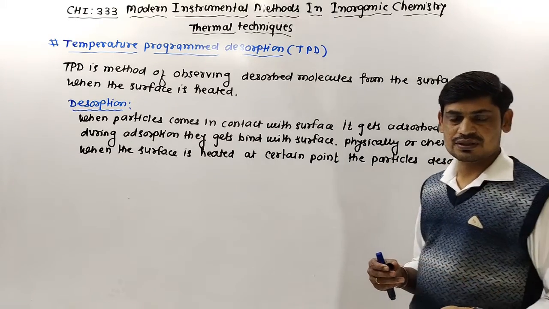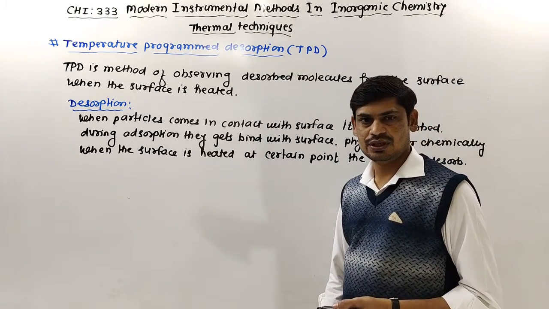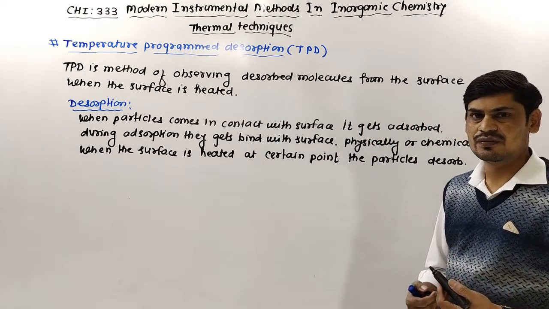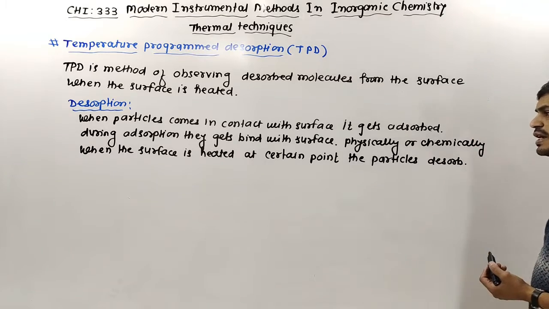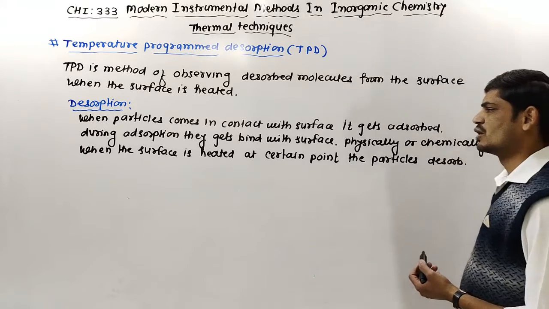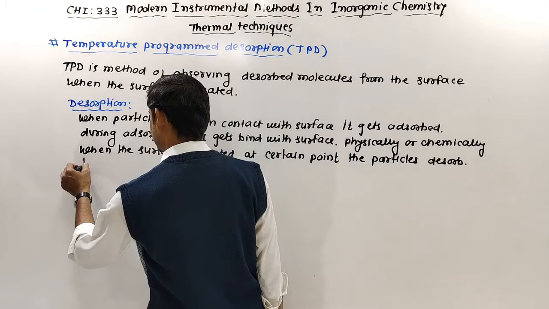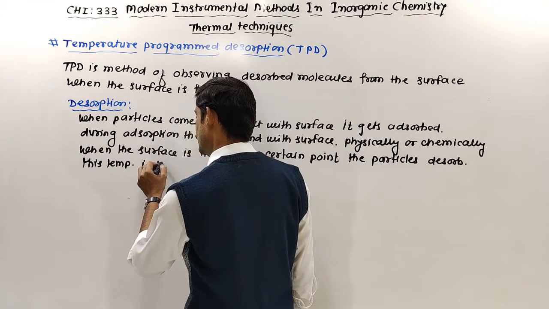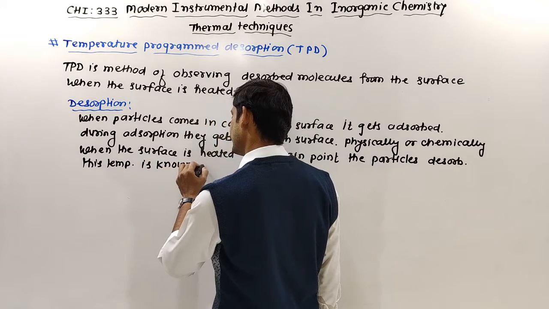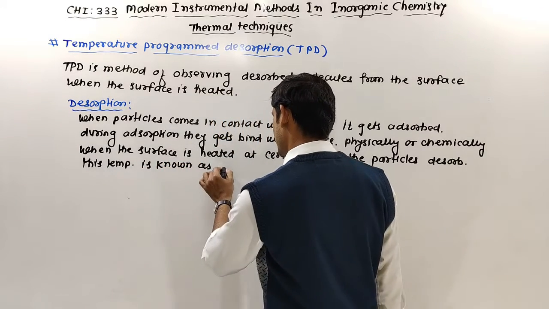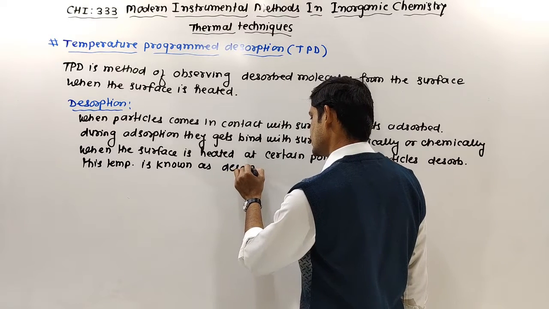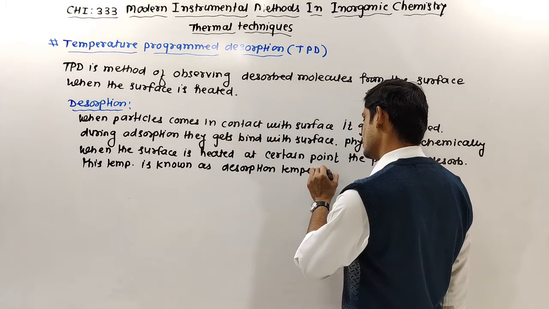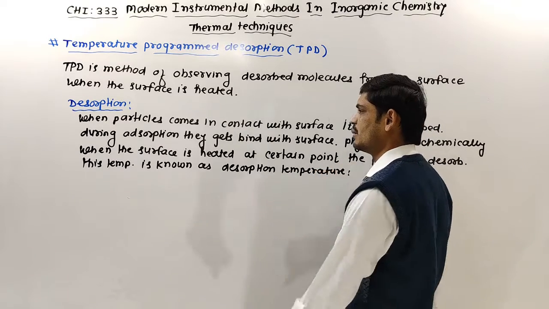Desorption is the reverse of the adsorption phenomenon. The binding will get broken and the particle and the surface move away from each other. When the surface is heated, at a certain point, the particle desorbs. This temperature is known as the desorption temperature.